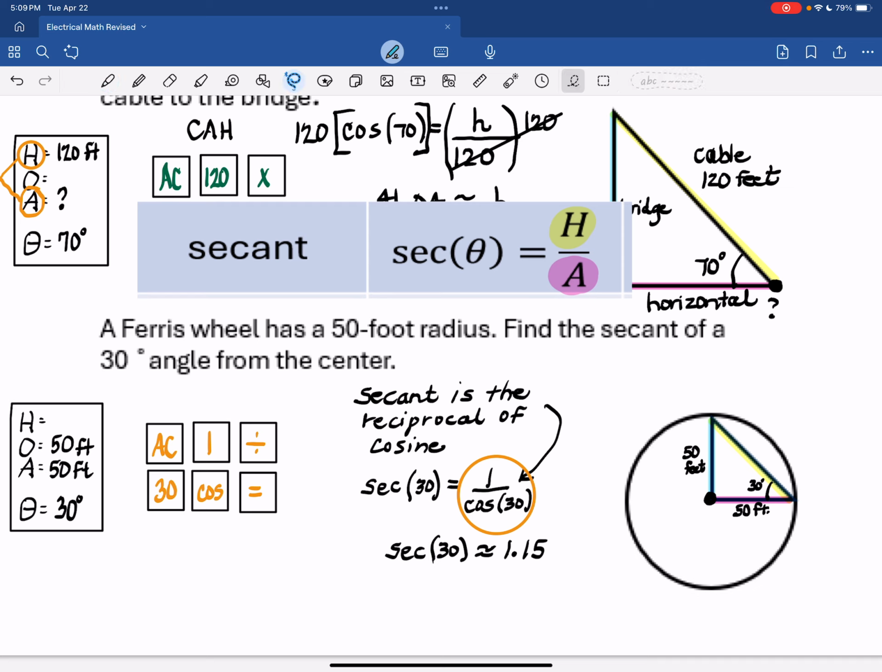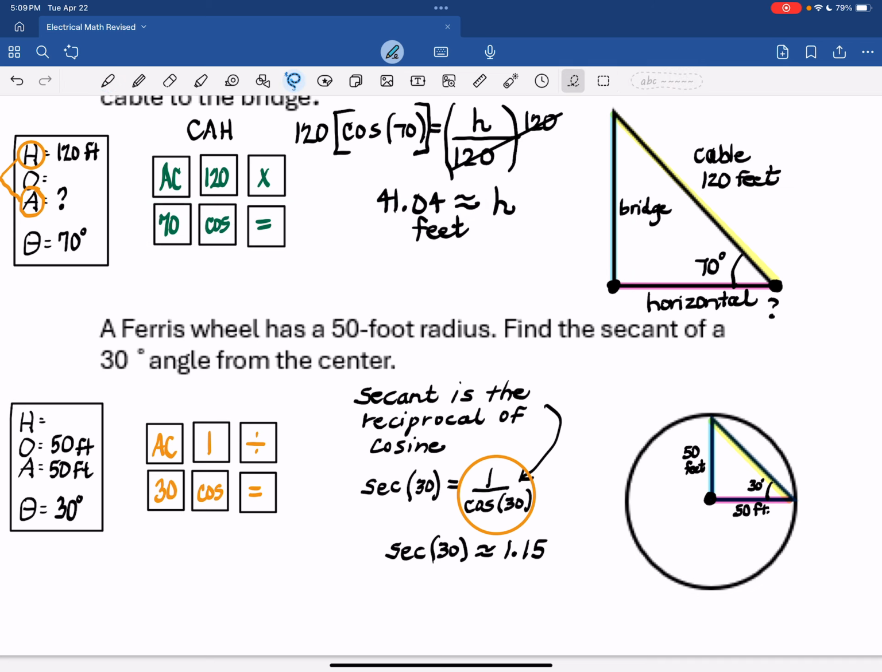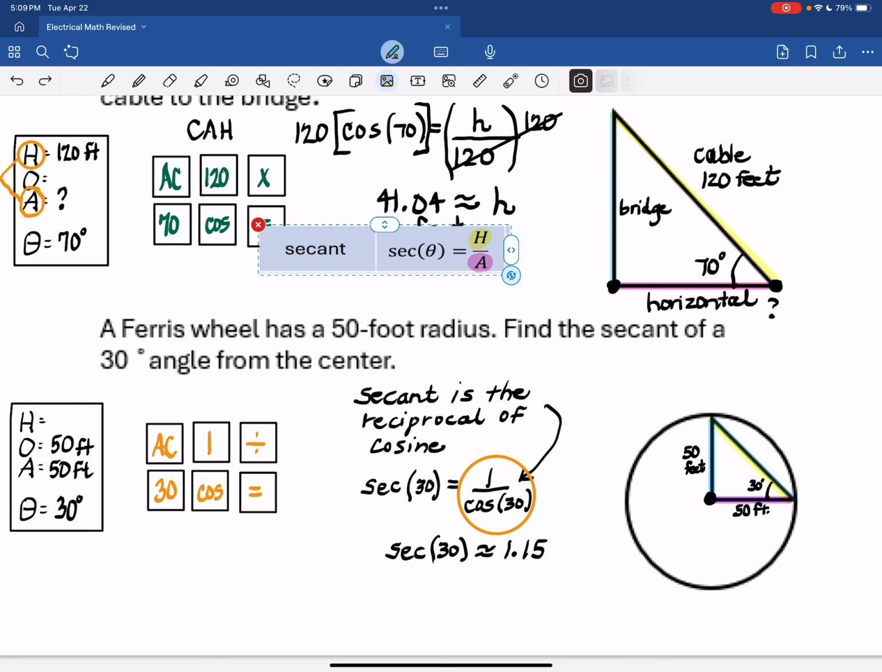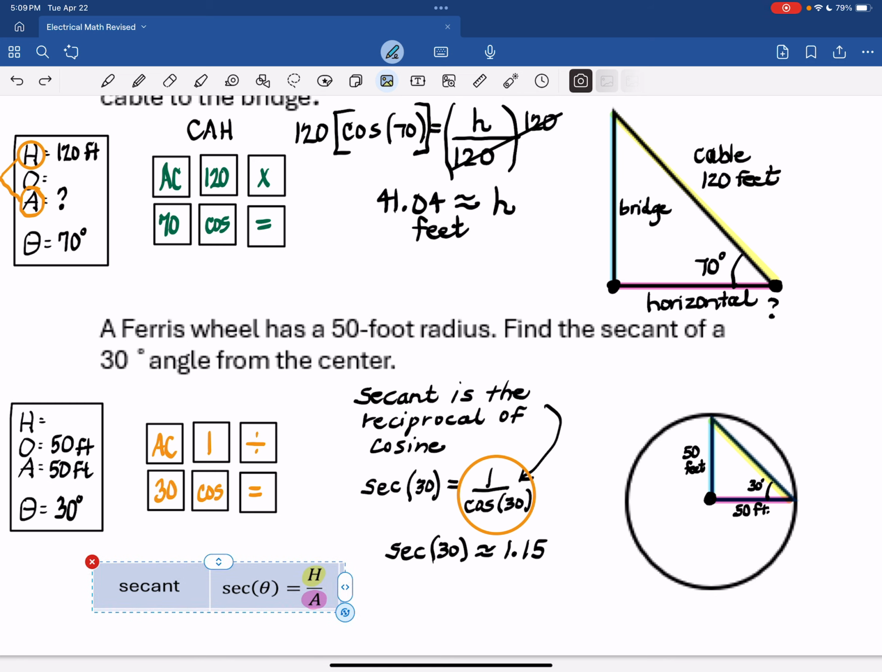I don't want you to stress about this problem. If you understand all of the problems that we're doing, except this one, you're okay. I didn't realize that this crept in here, so I apologize. I should have caught it before now. But if you have to do a secant problem, this is how you do it.